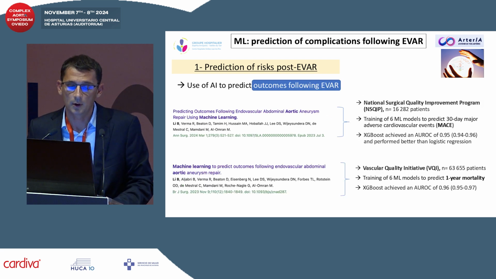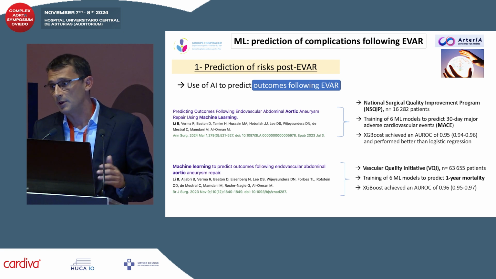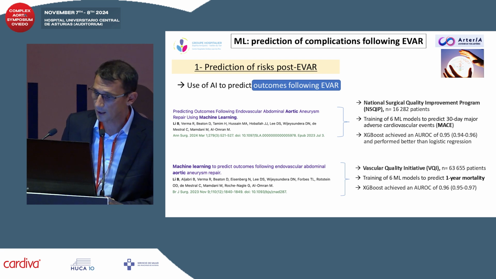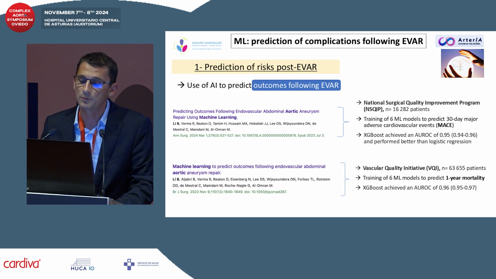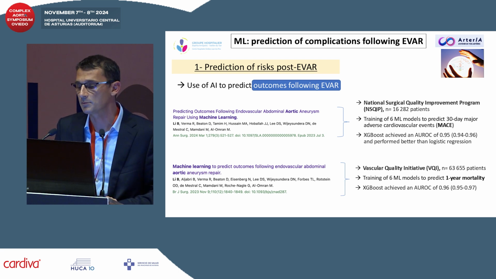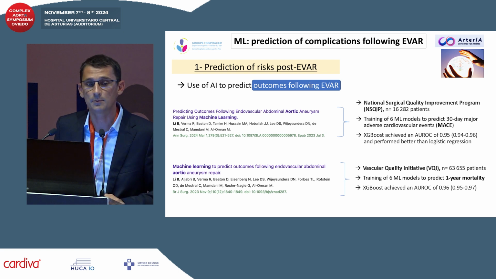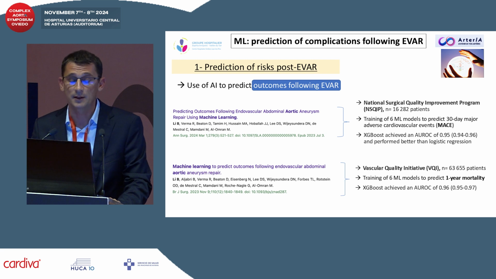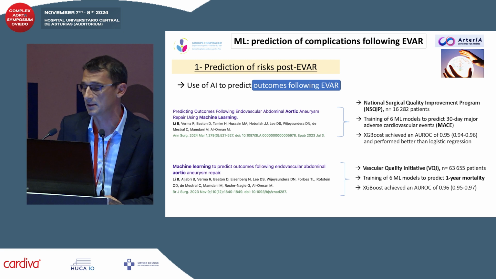Last example of the use of machine learning to predict outcomes following EVAR, which has been performed by a strong team in Canada, Ben Lee and Mohamed Al Omran. They used the NSQIP, the National Surgical Quality Improvement Program, with more than 16,000 patients, and they trained 6 machine learning models to predict 30-day major adverse cardiovascular events. And they found that the machine learning model had a very good area under the curve at 0.95, and performed better than the classical logistic regression, classical statistical analysis.